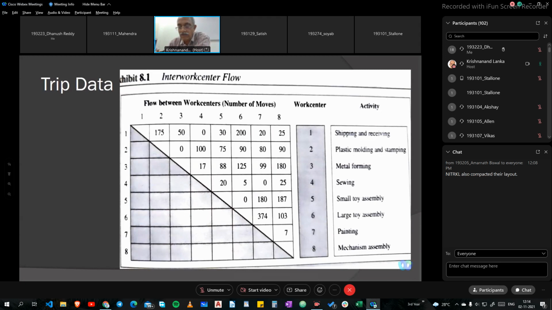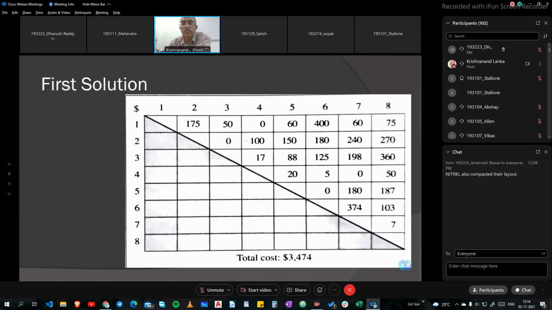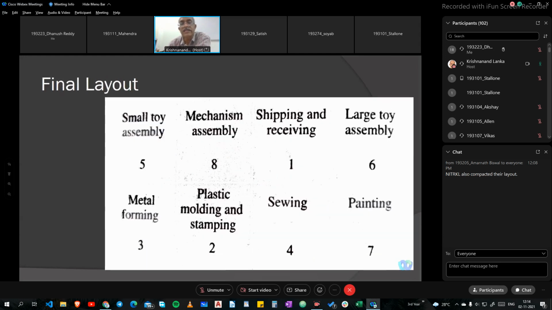But the only thing you should keep in mind is that normally in a functional layout, you try to put the departments which are interacting very frequently as near as possible, unless you have certain special constraints. For example, the loading and unloading department may be on the periphery rather than inside, for the sake of convenience.